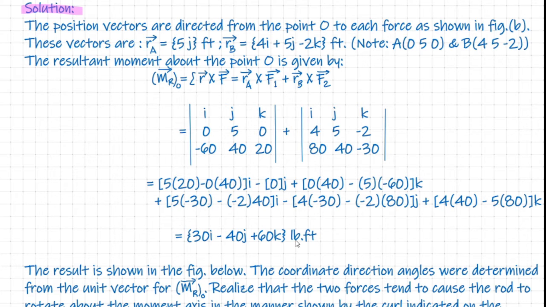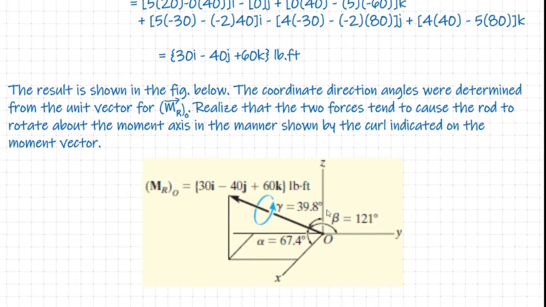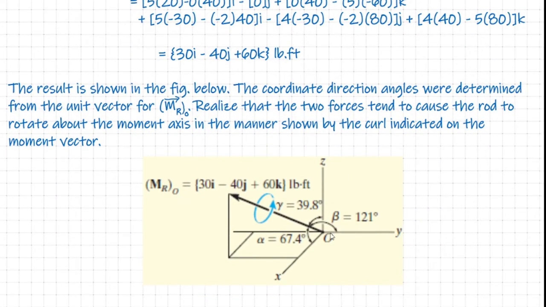Now suppose that you are interested in marking this moment M_RO in the vector format in the sketch. How do you do it? So look here, for example, this resultant moment M_RO is marked in the sketch. So now you may ask me, sir, how do we know that it is directed this way only?